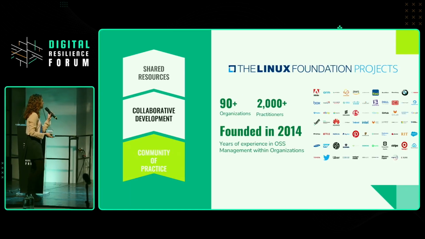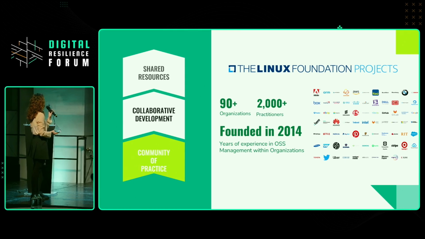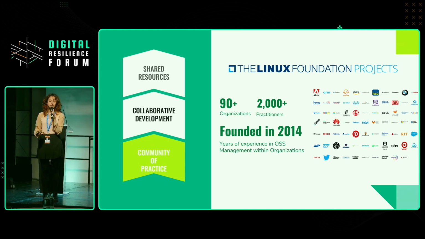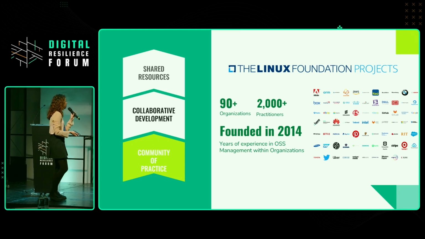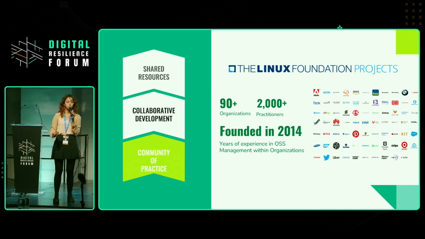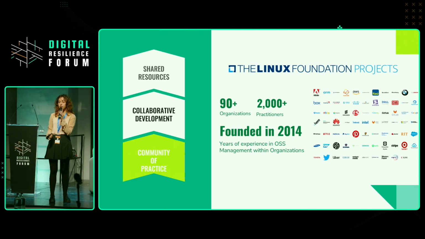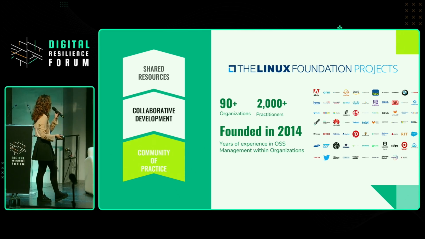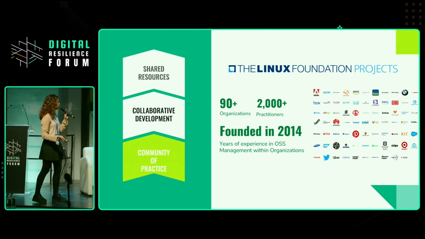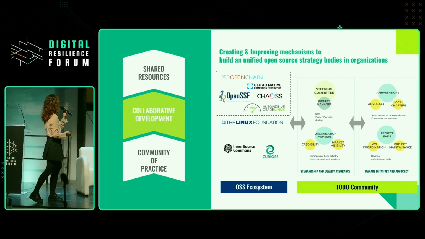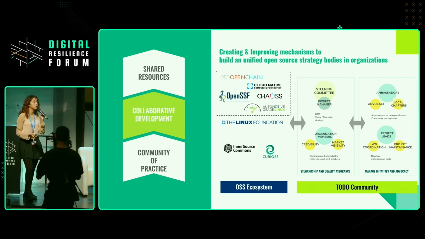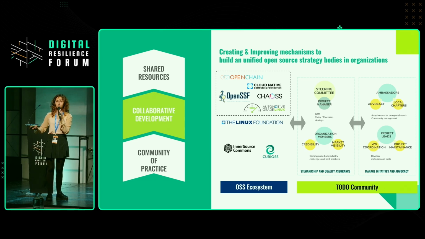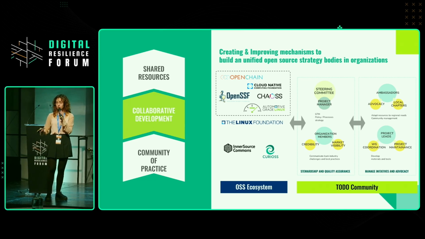The OSPO Book is one of the resources created by several organizations that are part of the TODO Group community. It's a community of practice. We are now more than 90 organizations with an established open source program office or a body capable of managing open source operations and strategy in the organization. We are hosted under the Linux Foundation. Our mission is to build a unified open source strategy body in organizations, and we do that through shared tooling and shared resources and frameworks.